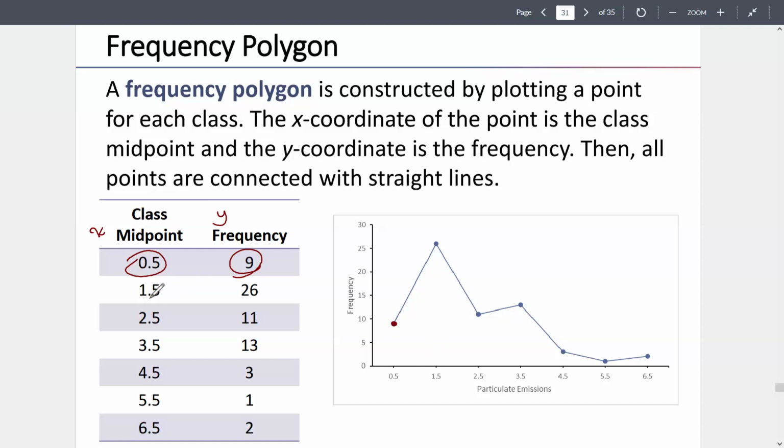Then you'd use another set of points: 1.5 and 26, and then 2.5 and 11, and then 3.5 and 13, 4.5 and 3, 5.5 and 1, and 6.5 and 2. And then all we do after that, as you can see, is draw a line connecting all those points together. This is all that a frequency polygon is going to look like. You want to make pairs of points to represent each class: one's the midpoint and one's the frequency.